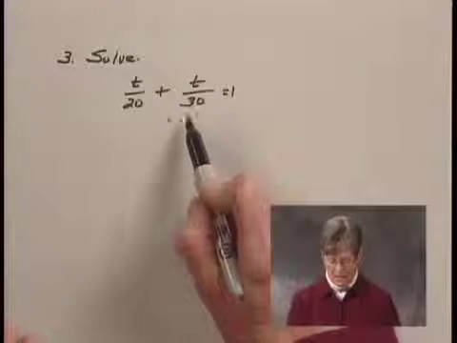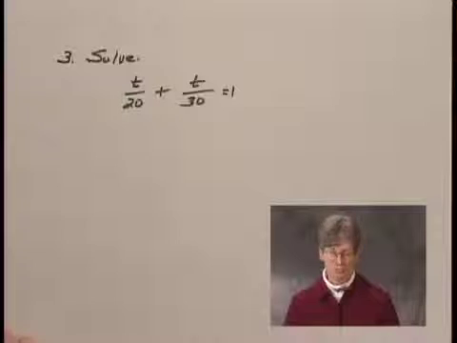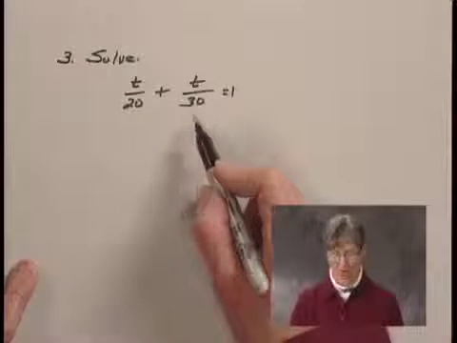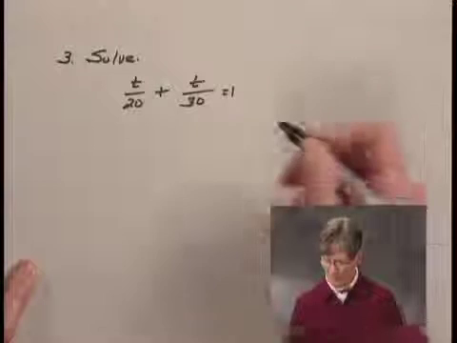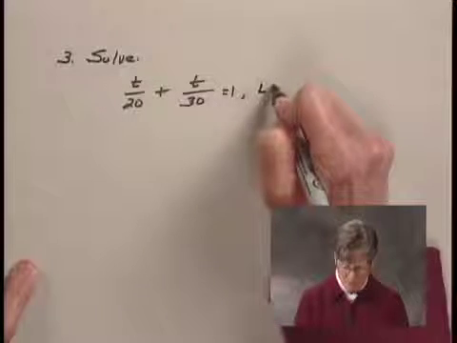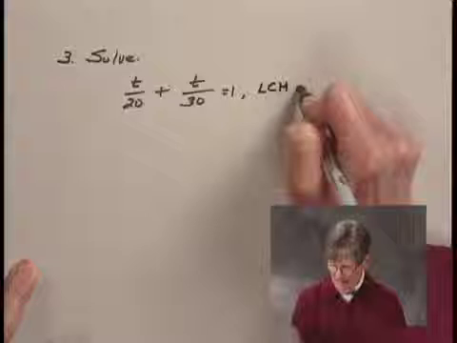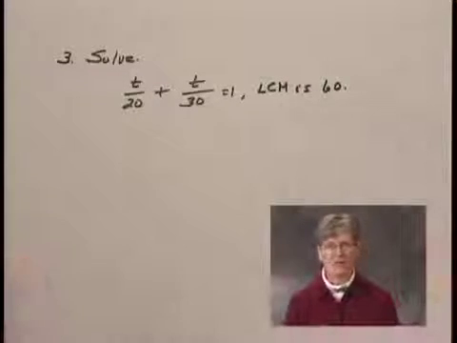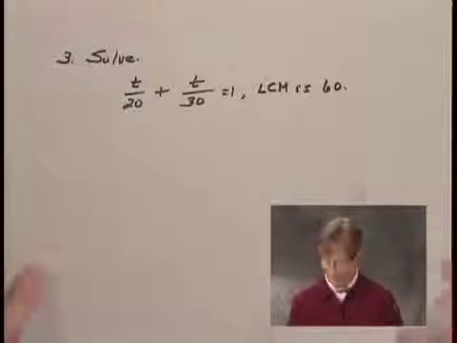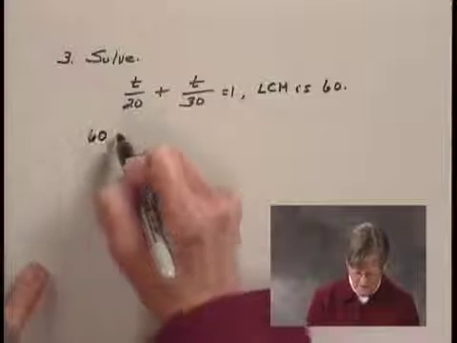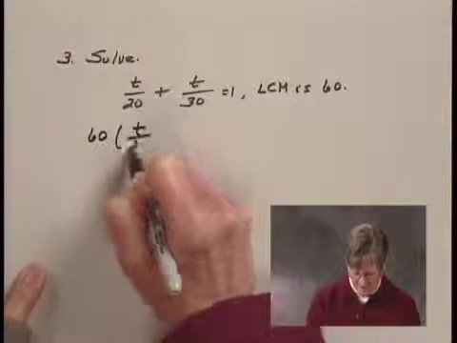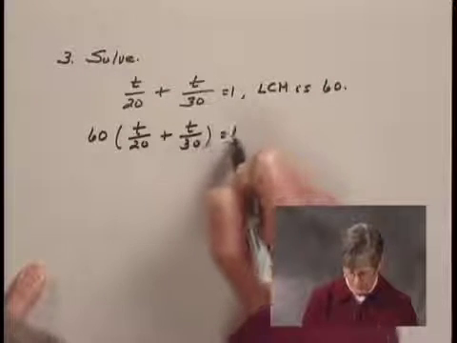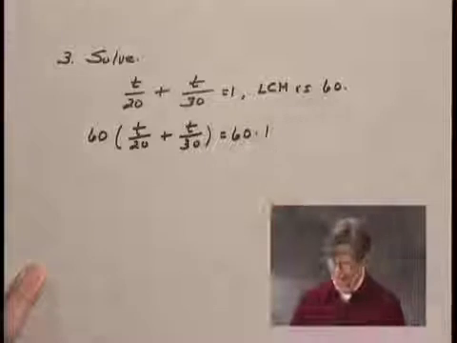I have an equation, and I'd like to clear the fractions from this equation as the first step. And when I look at 20 and 30, if I would do the prime factorization of each of these numbers, I would see that the least common multiple of 20 and 30 is 60. So if I multiply both sides of this equation by 60, I will clear the fractions. And let's do that. 60 multiplying on the left-hand side, and on the right-hand side multiplying by 60.